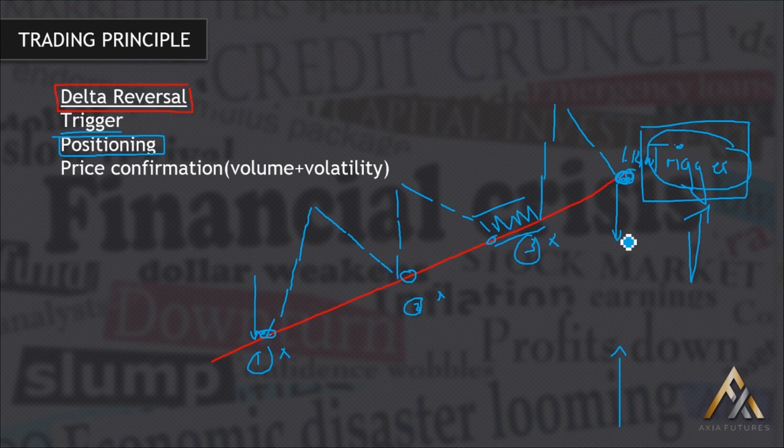Okay, we need to see the sellers getting rewarded for all that extra effort they're putting in. So that's the conditions behind a trigger point. We've got to see volume, we've got to see volatility, and we've got to see price confirmation. Right, we see those 3 things, we know we've now got a trigger in the market. And all the trigger simply means is that there is now some positioning in the market. In other words, there's some shorts entered into the market.